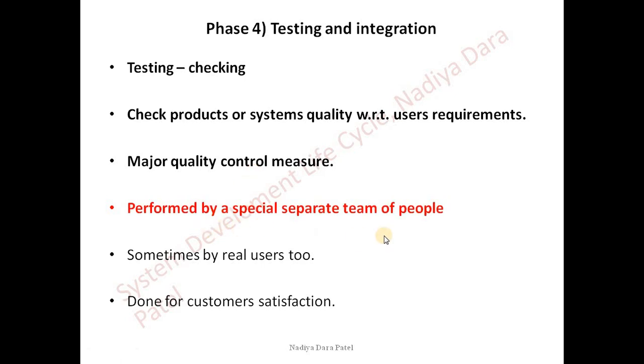It is performed by a separate dedicated team of people. Make sure that the developer, the one who has constructed the system, is not the one performing the testing. A separate dedicated team will do this task of checking or testing, because we ourselves can't find anomalies, improvements, or imperfections in our work. We need somebody else to do it for us. Somebody else can point out things with the help of the user's requirements. So a separate dedicated team of people is used.